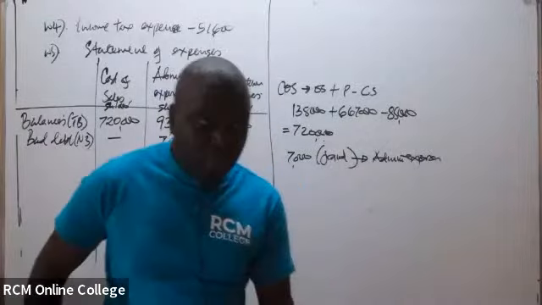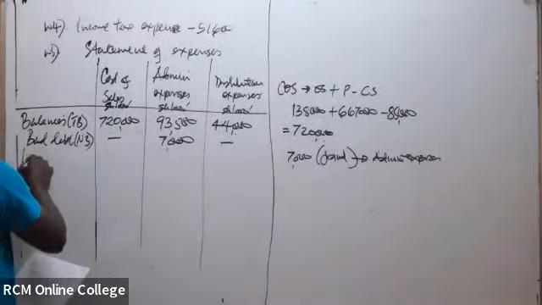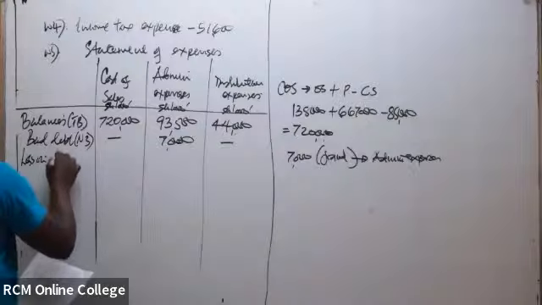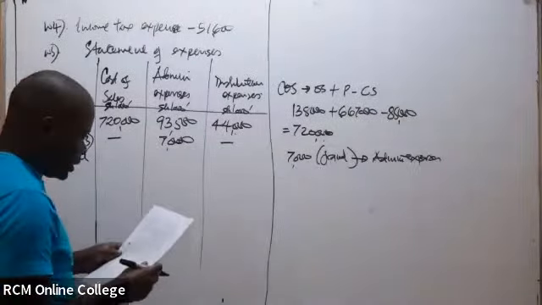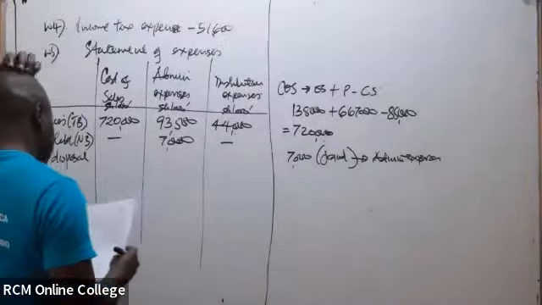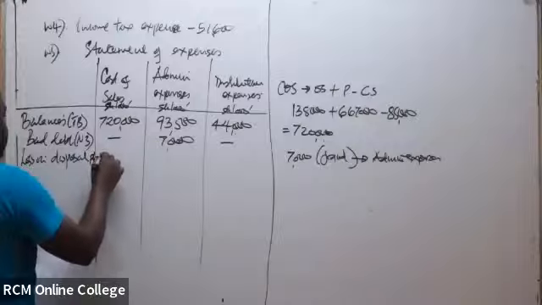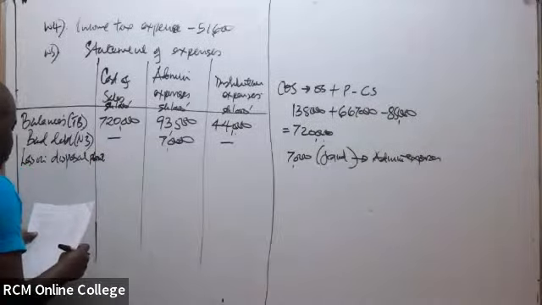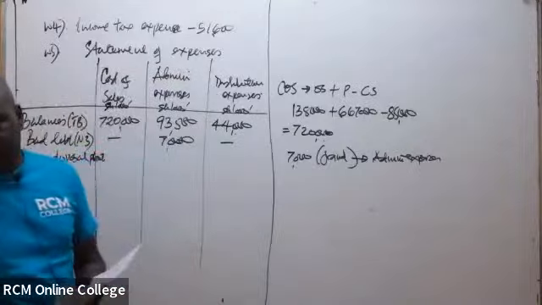Then there was a loss on disposal. Remember the loss on disposal, where I indicated that it will go to the cost of sales. Loss on disposal of plant. It was an amount of how much?